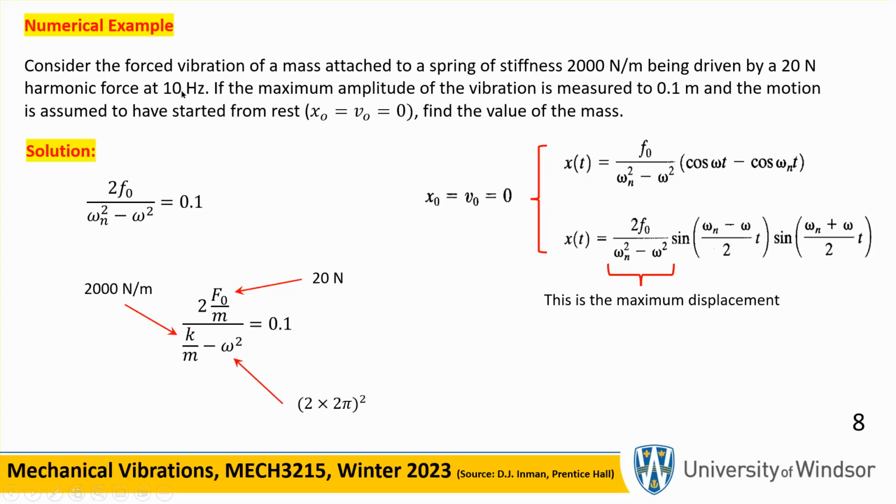10 hertz is 10 times 2 pi. Okay, I'll fix this in the lecture. You plug it in, you calculate M. Just make sure that this is corrected. Solve this for M, and you're going to get 0.405 kilogram.